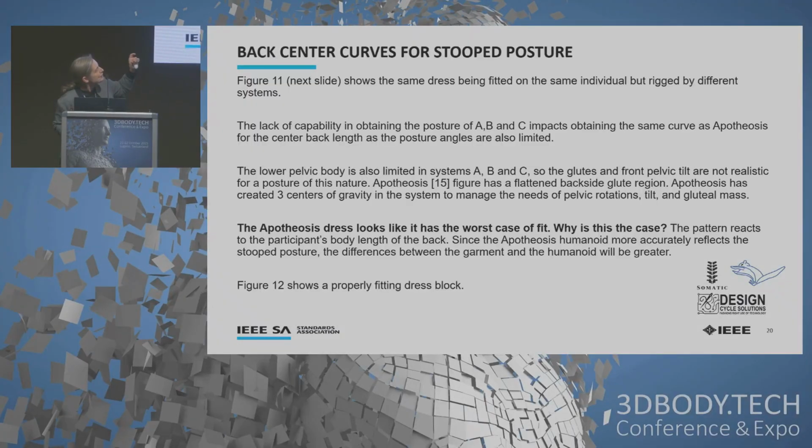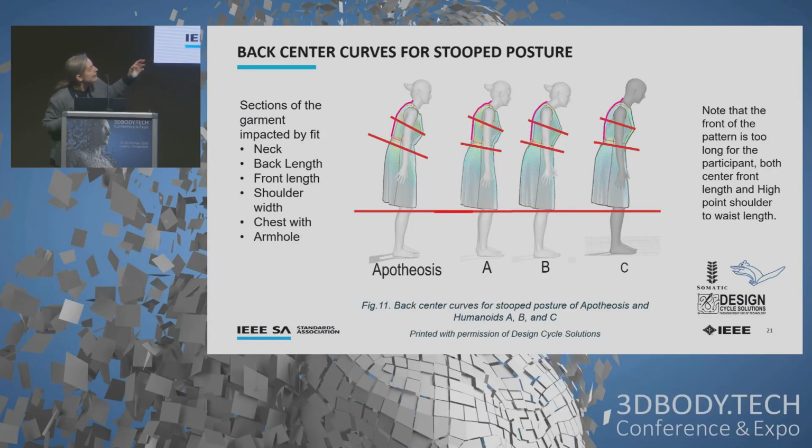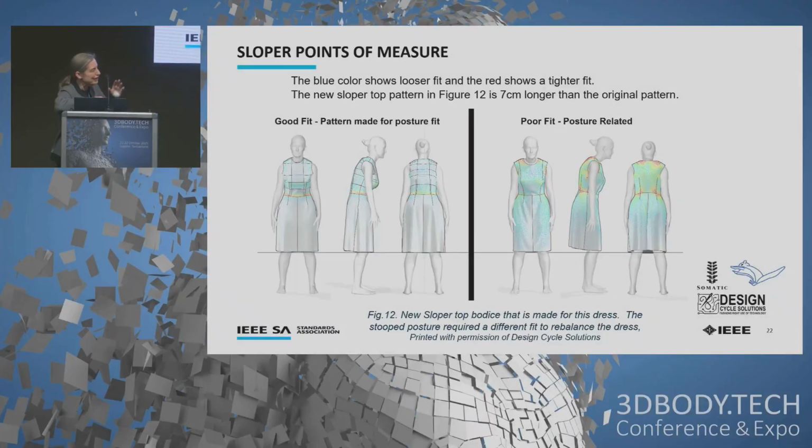The rigging system that has been developed actually showed the proper position of the stooped one. It actually looks like it's the worst fit because it shows the realistic body. The ones that couldn't show the realistic body and showed it more in an erect position made it look like it actually fit better than it really did. And we went ahead and said, let me actually create one that fits properly. And as you can tell, the dress hem is closer to horizontal, which means it actually fits better.